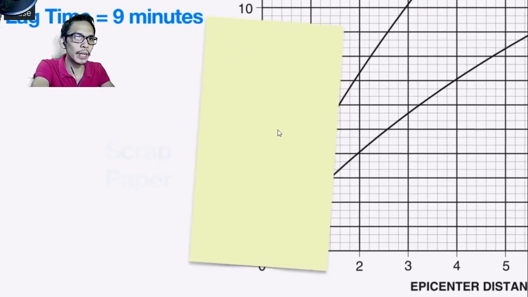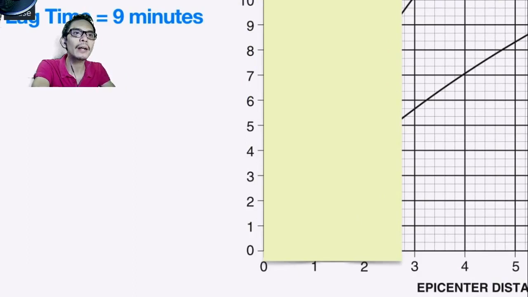Make sure that the scrap paper that you will use has a straight edge. You can use a ruler if you want to. Place it on the travel time graph and put a mark on it. So what mark are you going to put? The lag time. So you are going to put here a mark that indicates your lag time. So it looks like this.